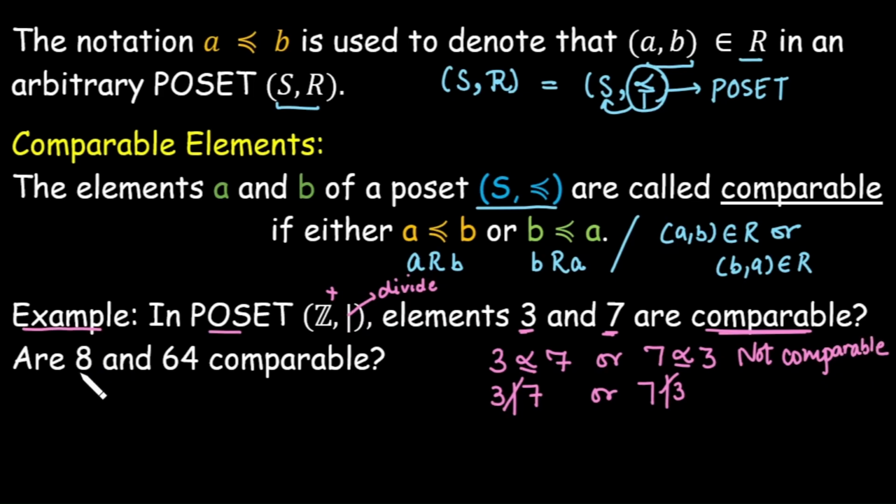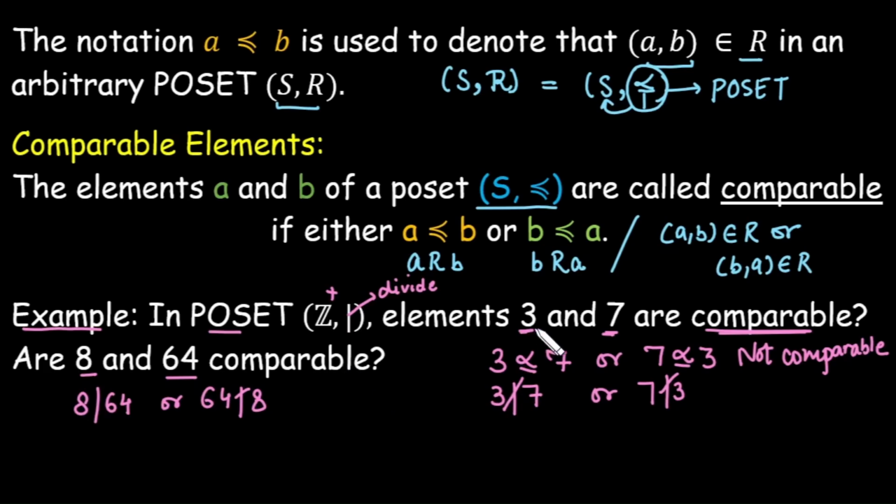Next, are 8 and 64 comparable according to this POSET? So whether 8 divides 64? Yes. On the other hand, you can check it, 64 does not divide 8. So we just need one ordered pair to be a part of the relation. If yes, then we can say that yes, 8 and 64 are comparable elements.